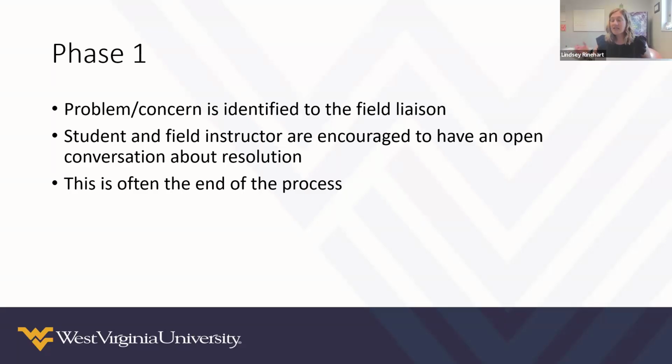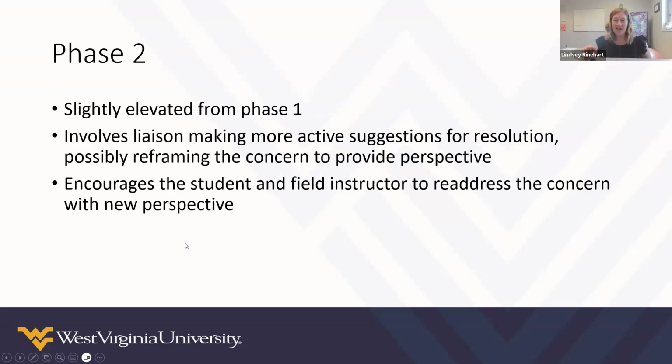And if you reach out to the field liaison to let them know about the concern, this is usually the question they're going to ask: have you talked about this yet? And if not, go ahead and do that, and then we'll go from there. If you've already had that conversation and the problem is still there, then we move to phase two. So we slightly elevate.